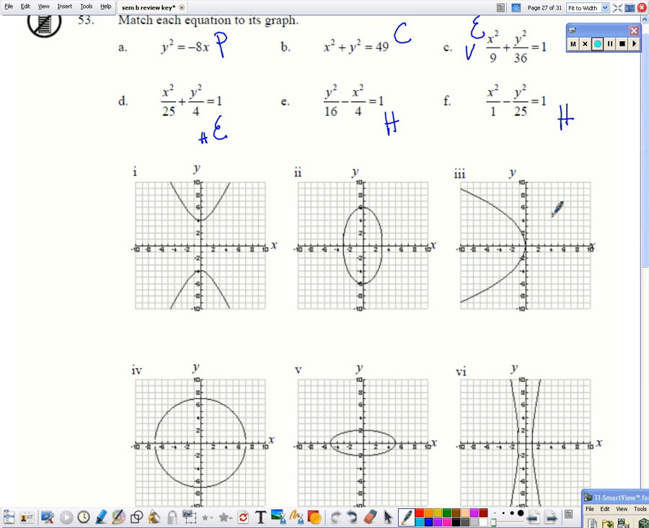Well, here's my only parabola. Here's my only circle. A vertical ellipse, a horizontal ellipse. Now my hyperbola, this one opens in the y direction, so this is E. And that leaves this one to be F because it opens in the horizontal direction.